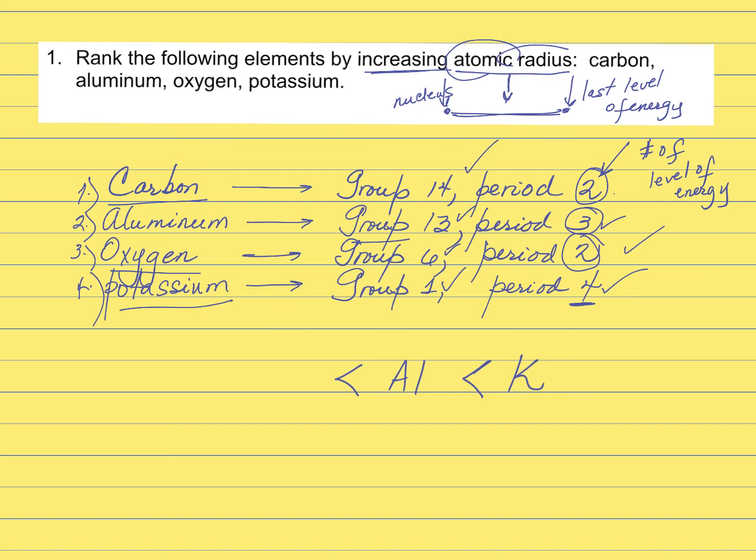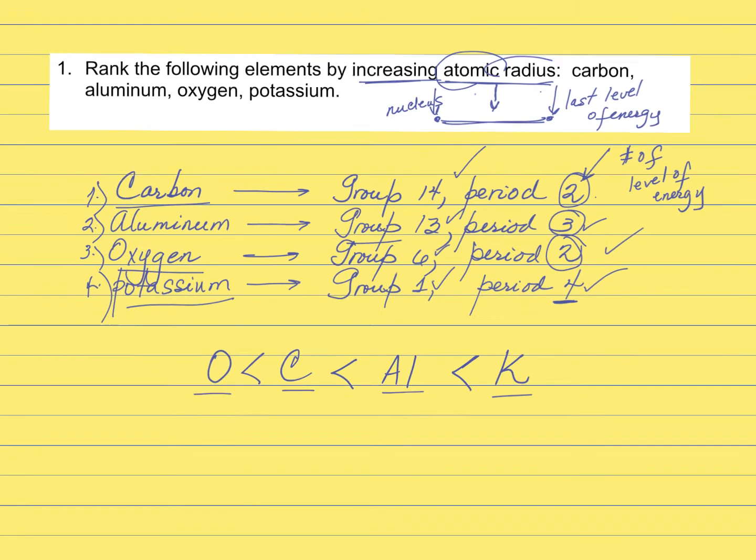But you learned in this video that when you're moving from left all the way to right, the atomic radius is going to decrease. So between oxygen and carbon, which is the smallest one? Oxygen is the smallest one, and then you have carbon. And that's how you are organizing all the elements by increasing atomic radius. And that's the reasoning that I want you to make when you're solving problems like this.